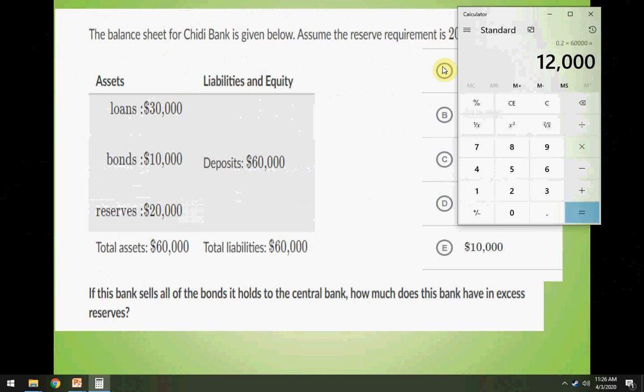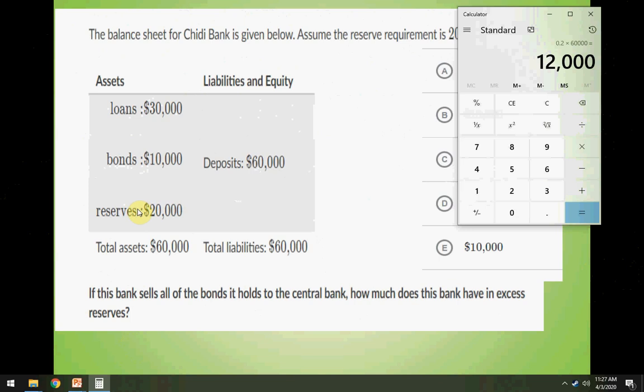They need to keep $12,000 of required reserves right now. But how much of their reserves do they have? They have $20,000. How nice is this bank? They have more money than they actually need to keep for their legal requirement. They only need to keep $12,000, right? So they need to keep $12,000 of this 20 in order to have the required reserves currently for $60,000.